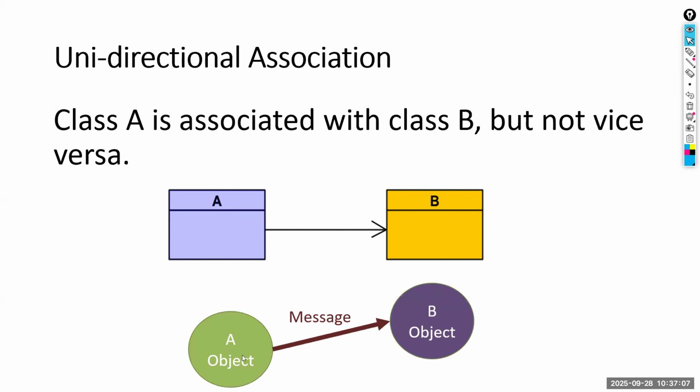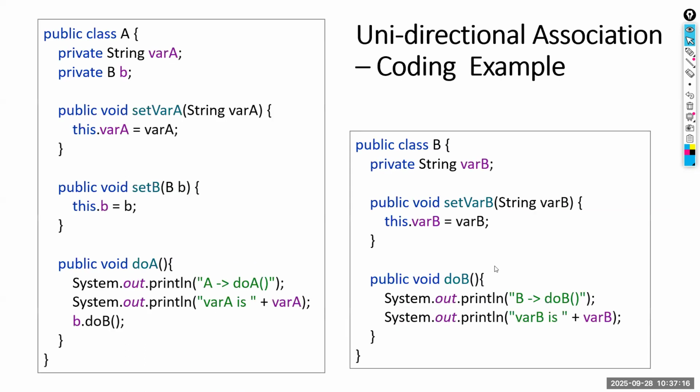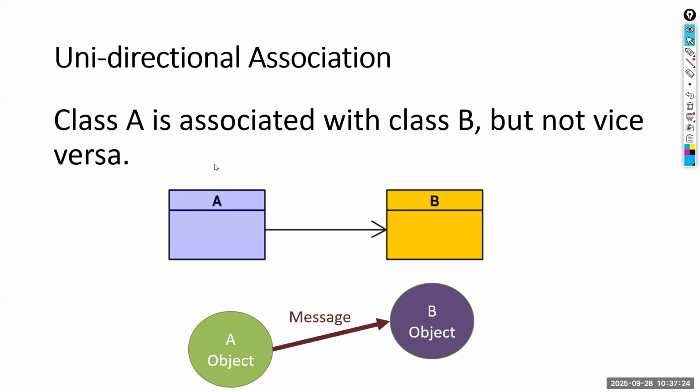Right. You can see an object of A can call behaviors of an object of B for message passing, but not the other way. So we did this kind of example, therefore I'm not going to do it again. So how do you know that? How do you implement this?